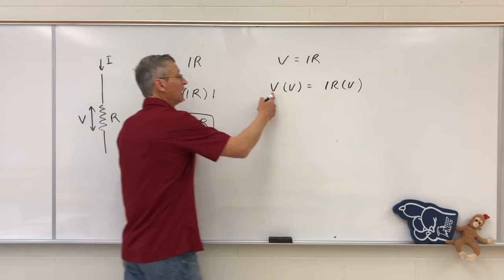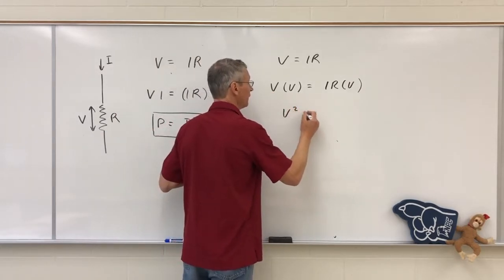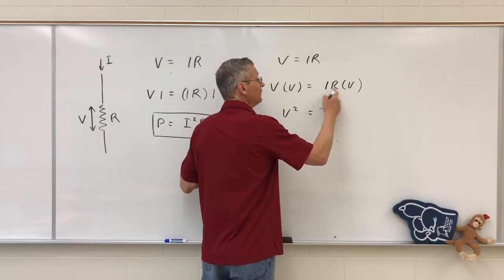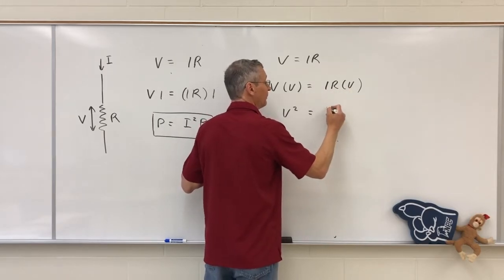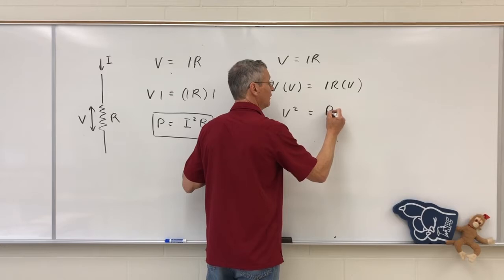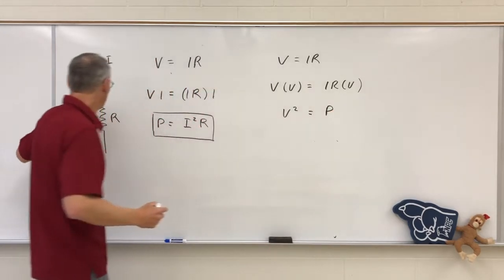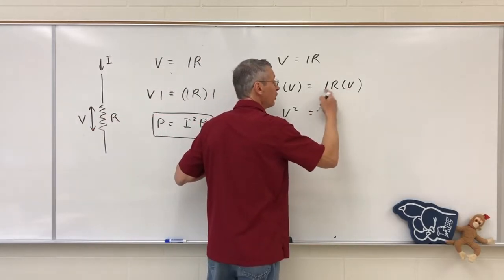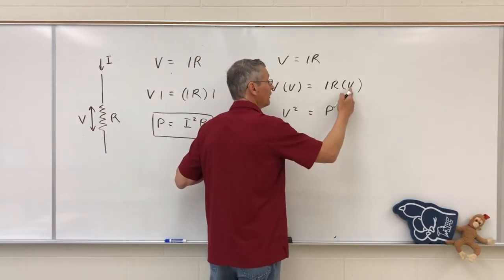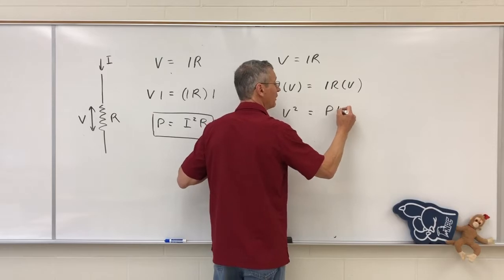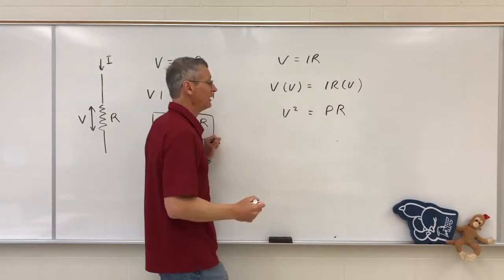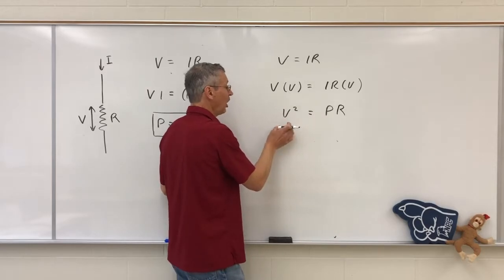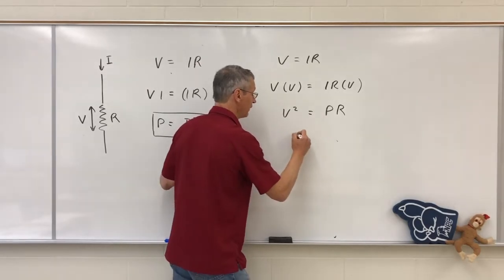Okay, V times V is V squared. Look over here. V times I, that's power, right? The voltage times the current moving through the voltage. Those two things multiplied together, that's power. So you've got power multiplied by R. You divide both sides by R. Basically, the R is going to end up over on this side underneath the V squared.